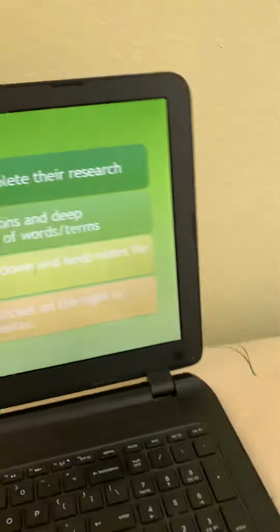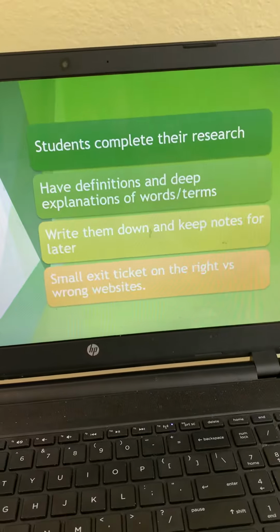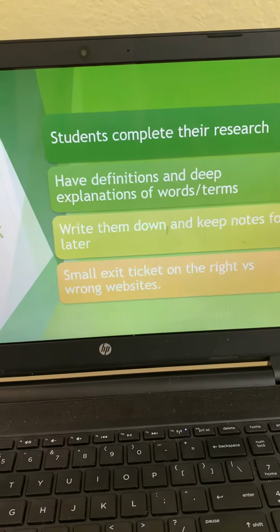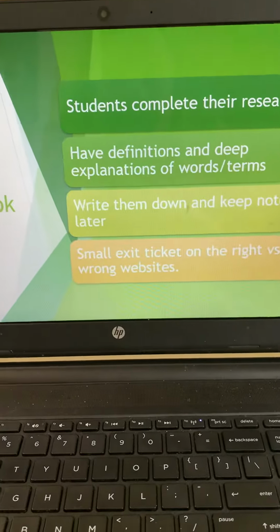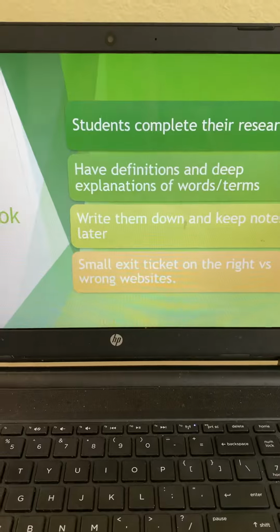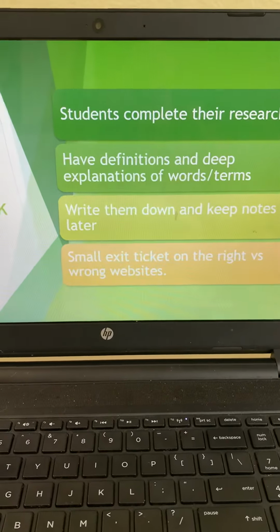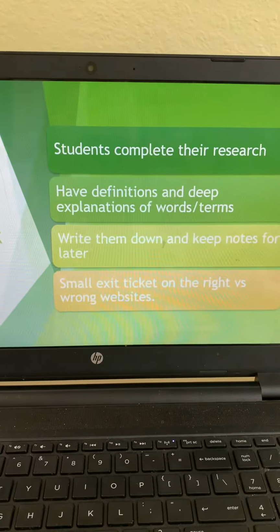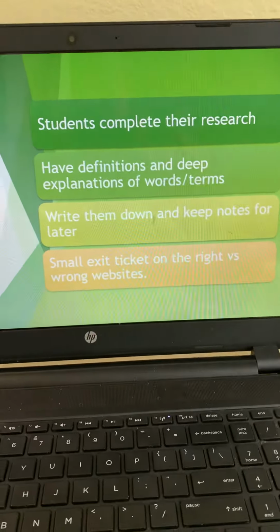And then how it should look in the end is when the students complete their research, they will have their definitions and deeper explanations of the words or terms. So this way they don't just gain the knowledge, but they gain understanding. They gain deep understanding so they can use these words in the future and end up using these in different classrooms.